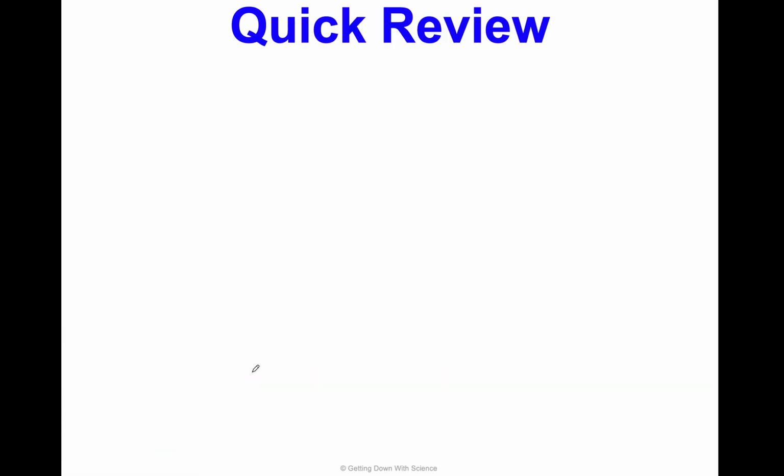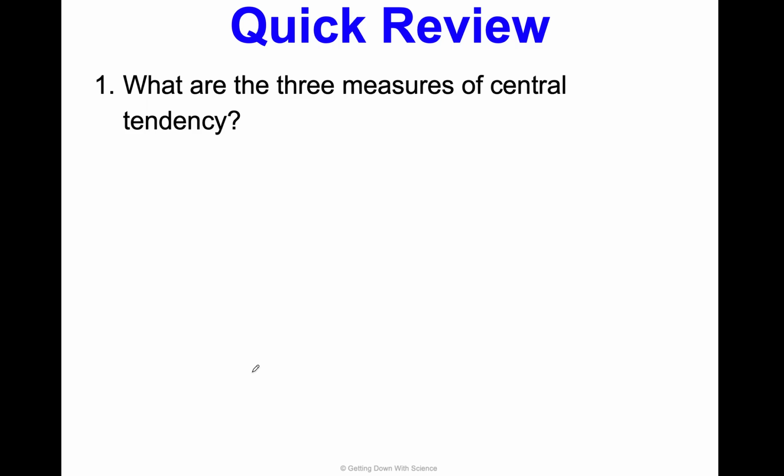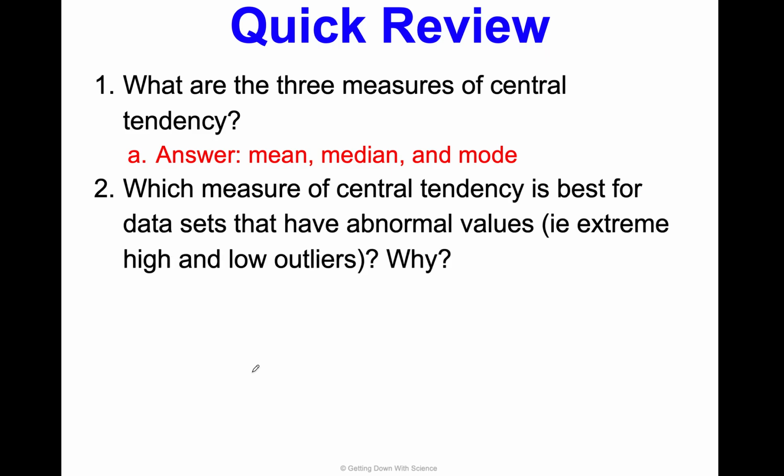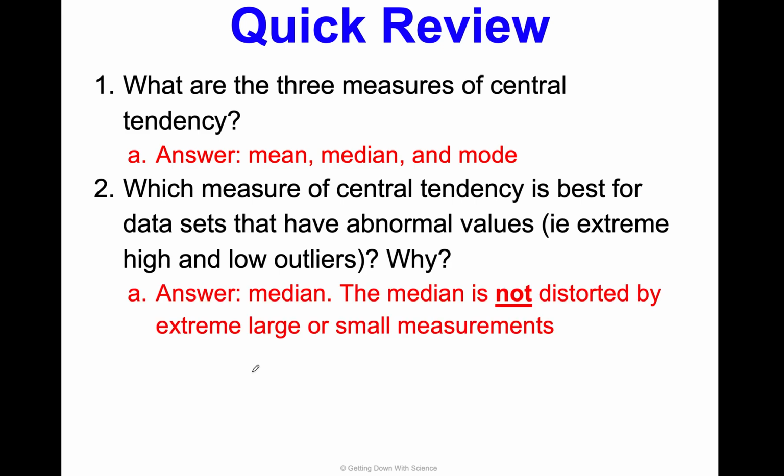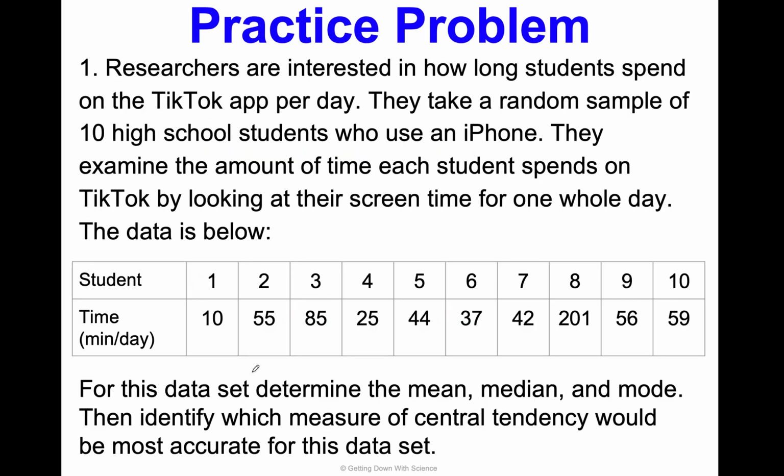All right, let's do a quick review. What are the 3 measures of central tendency? You guys know this. It's the mean, median, and mode. Which measure of central tendency is best for data sets that have abnormal values, extreme high and low outliers, and why is this the best measure of central tendency? Again, we're going to be using the median a lot when we're analyzing our data sets that we gather from our hands-on labs, right? Median is the best because it's not distorted by those large or small measurements. Great, pause here to take notes.